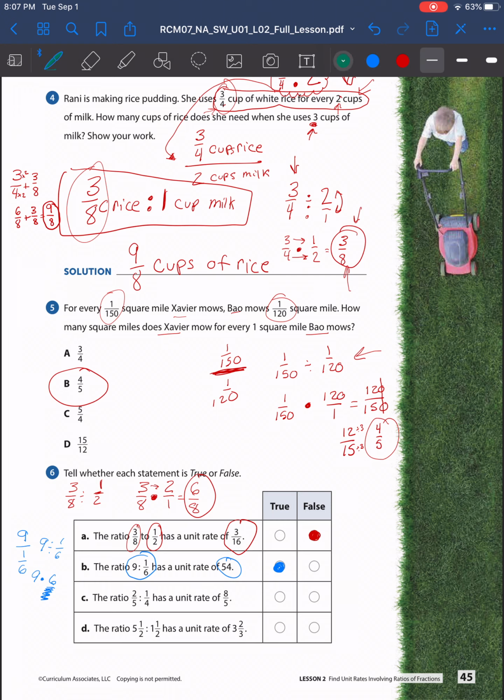All right. C. 2/5 to 1/4. So we're going to rewrite this as a fraction. 2/5 divided by 1/4. How do I divide fractions? I write them left to right. 2/5 divided by 1/4. I skip it, I flip it, and I multiply. So skip the first one, flip the next one, and multiply. 4 times 2 is 8. 5 times 1 is 5. Did we get 8/5? Yes, we did.